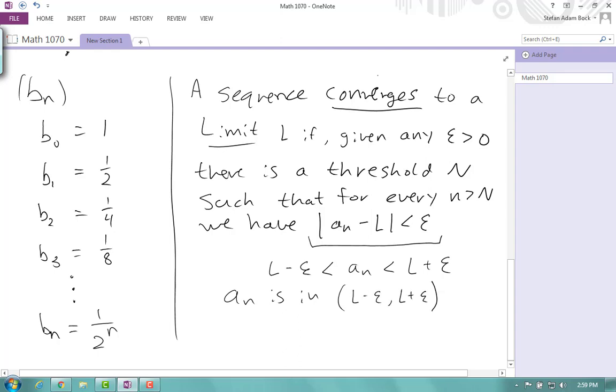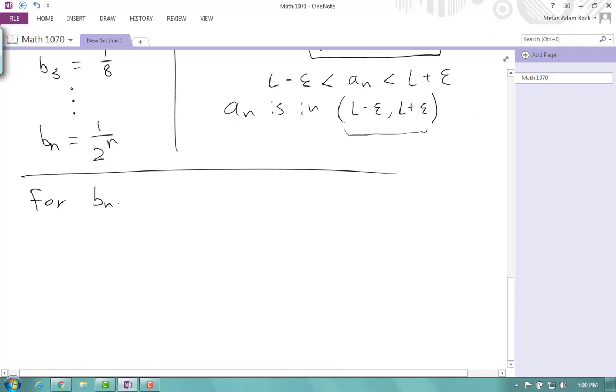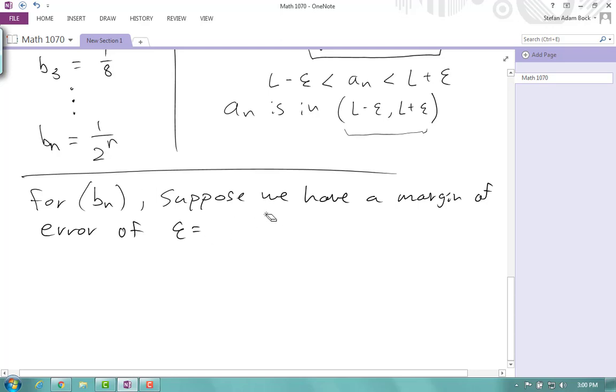So what this basically says is that my sequence is going to converge to some magic number L if, after a certain point, all of the terms of my sequence fall inside of this new interval here. And this is what we're going to be using to think about our limits. So in terms of b sub n here, we'll suppose we have a margin of error of 1 over 1,000. And I think that the limit of this sequence is going to be 0.